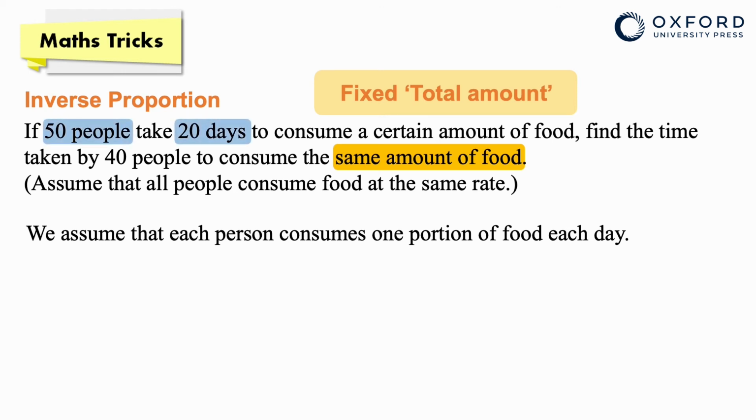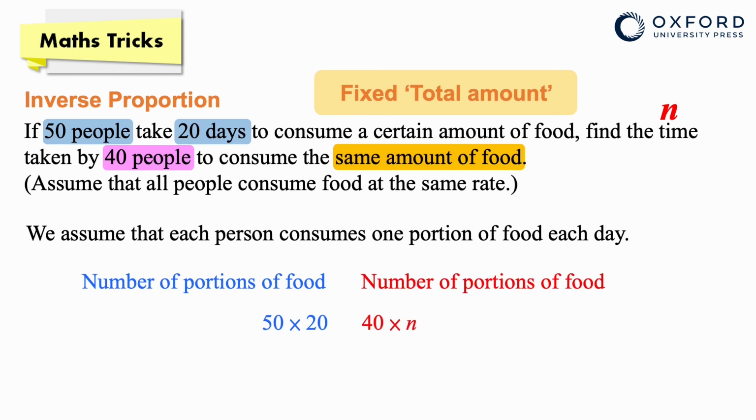If 50 people take 20 days to consume all the food, the number of portions of food is 50 times 20. It is reasonable that the time taken by 40 people to consume the food will be longer. Let n be the number of days for 40 people to consume the food. The number of portions of food is 40 times n. Since the numbers of portions of food from the two calculations are the same, we have 50 times 20 equals 40 times n. Solving the equation, we have n equals 25.